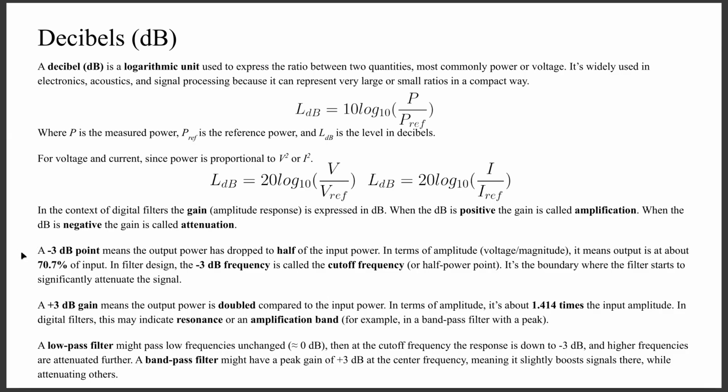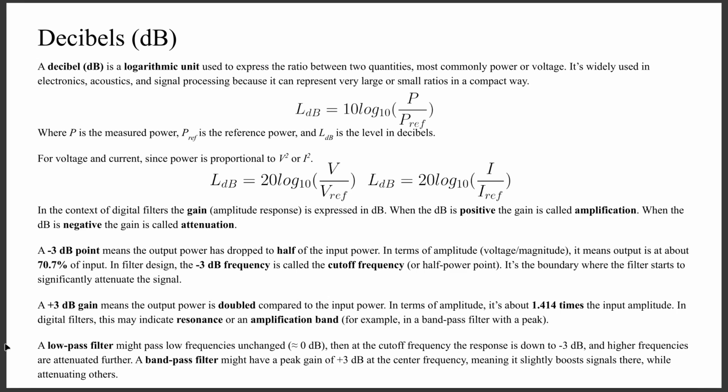A negative 3 decibel point means the output power has dropped to half of the input power. In terms of magnitude, it means the output is at about 70.7% of the input. In filter design, the negative 3 dB frequency is called the cutoff frequency or half power point. It is the boundary where the filter starts to significantly attenuate the signal.